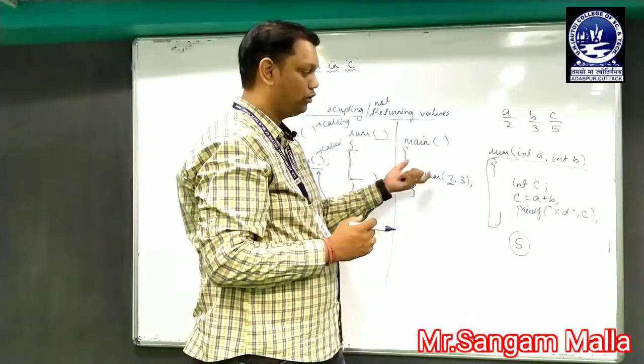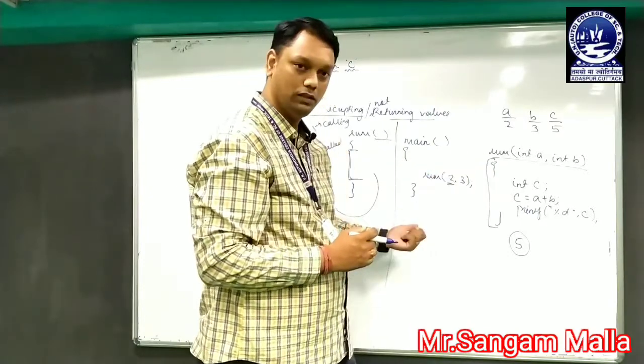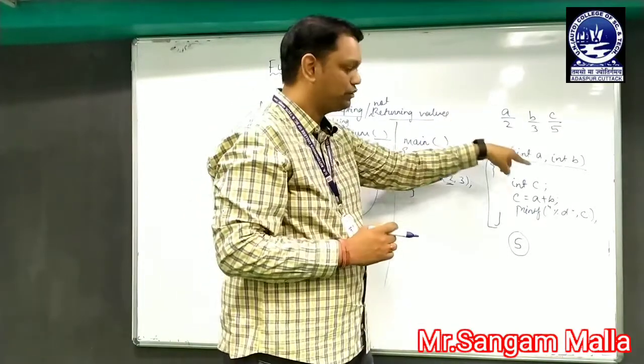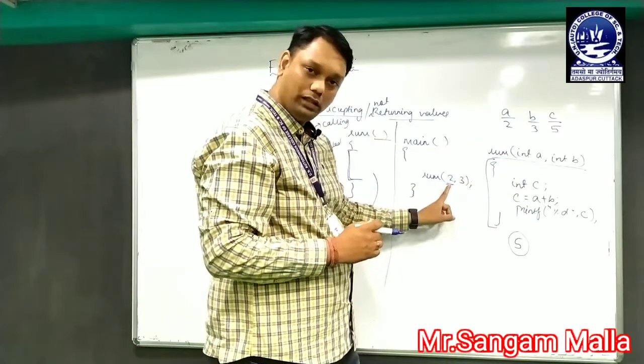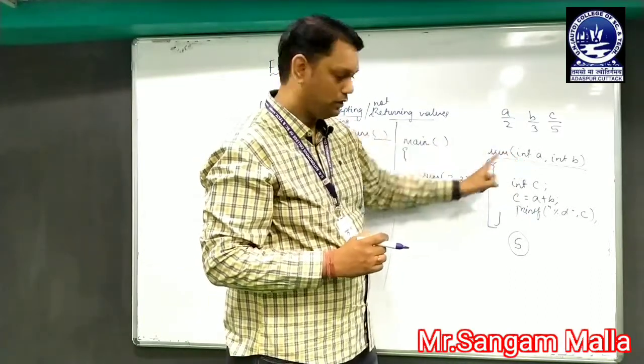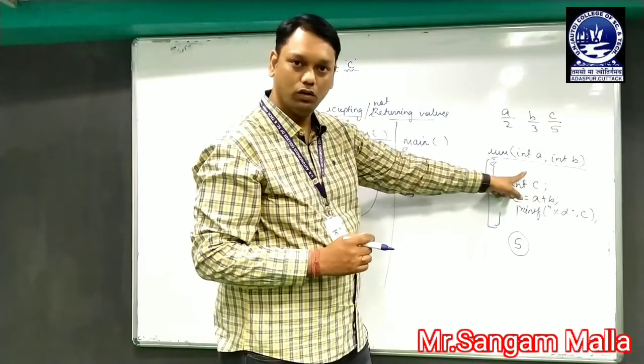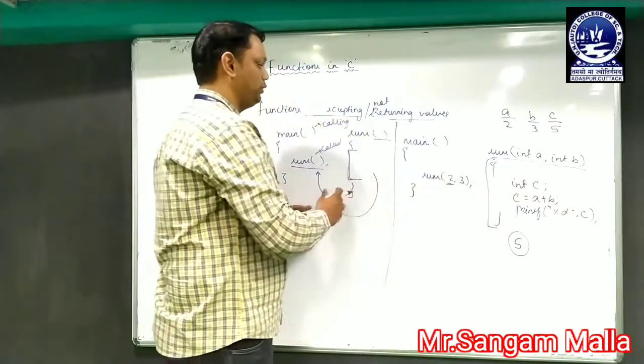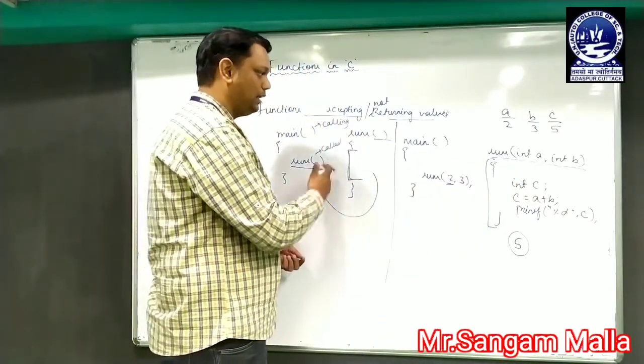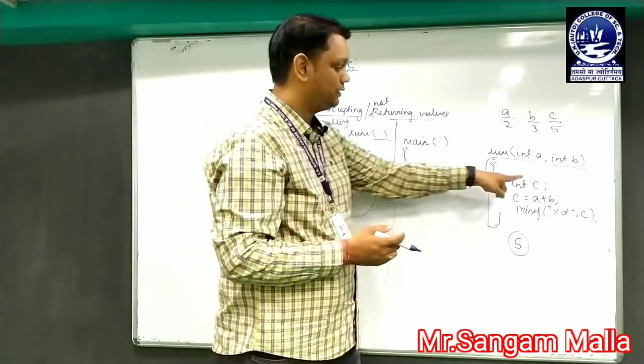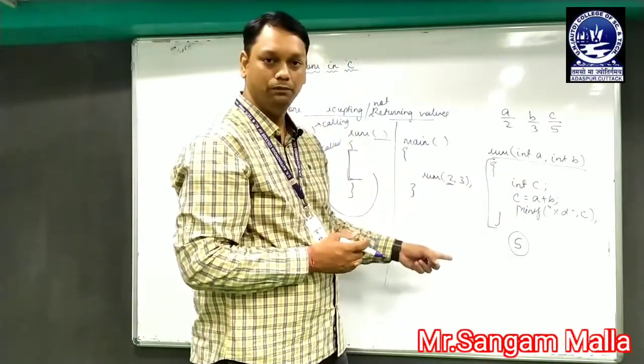So the main function is not receiving any value from the sum function, but the main function is transferring the value from its function to the called function, that is, calling function to the called function. So this is the big difference between the functions not accepting and not returning values and function accepting the values but not returning the values.